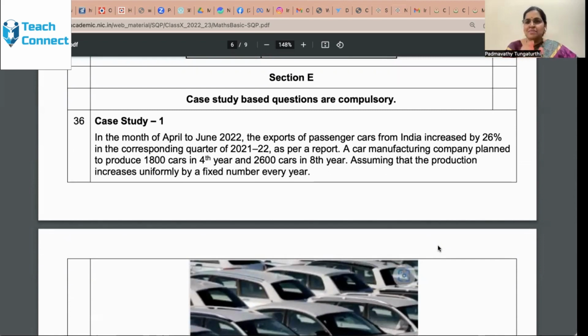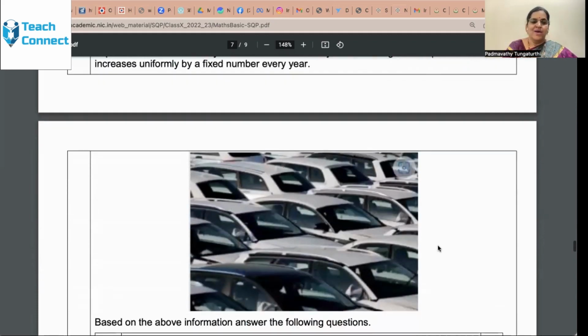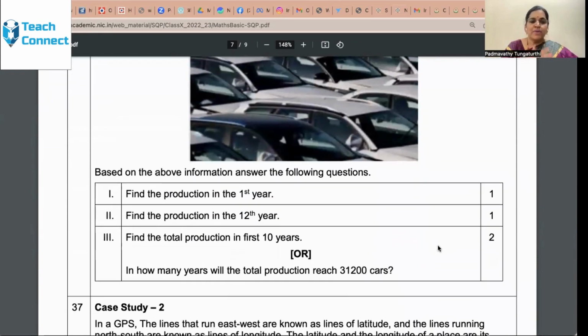Let them understand, let them discuss this problem. Solving it comes later. This is just an arithmetic progression problem. Let them not get too excited in the case study problems and make a mistake. Let them know what is happening, the skills behind this. Now look here, the problem. Find the production in the first year, the 12th year, total production in the first 10 years, or in how many years will the total production reach 31,200 cars? That means the big goal, 31,200, now itself they should understand the goal.